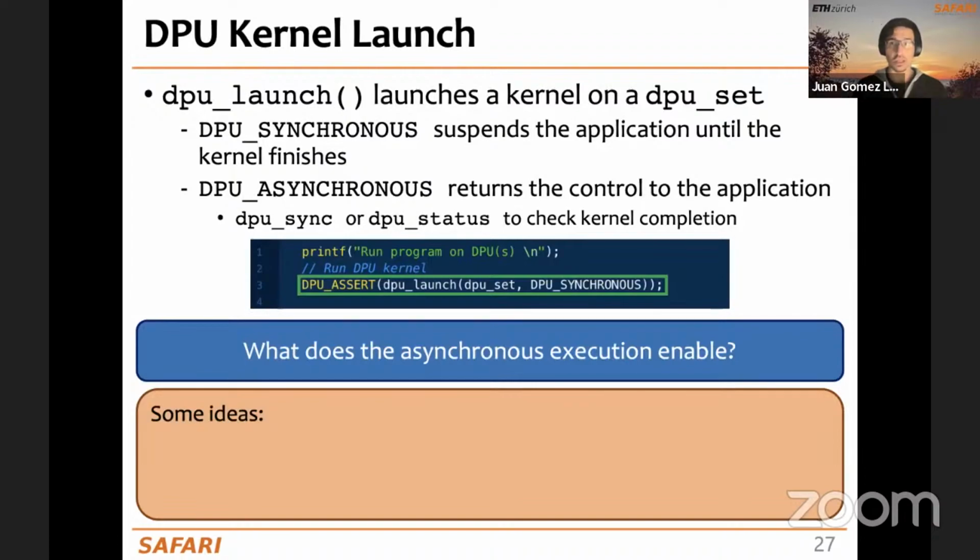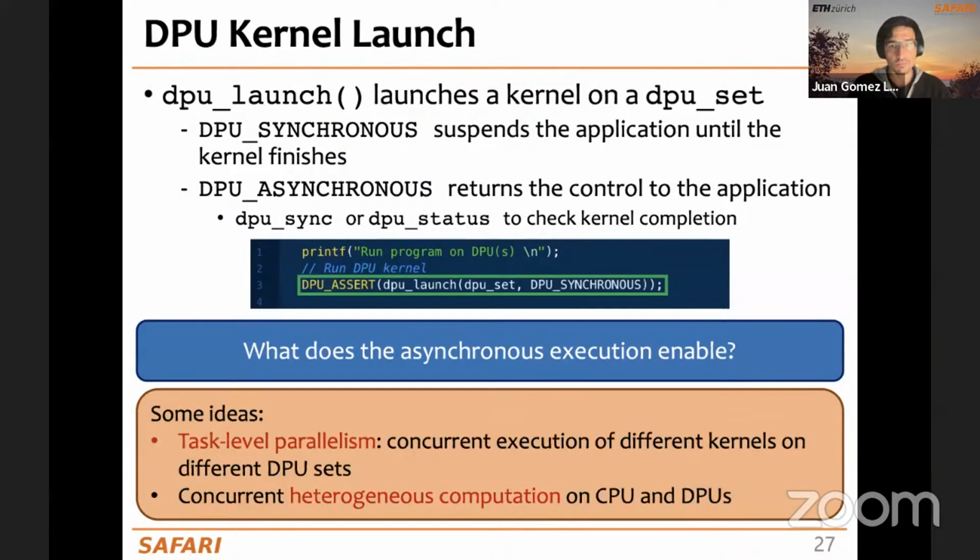That's one possibility. There we are not exploiting task level parallelism. We are simply executing first one task on DPU set 0, and then another task on DPU set 1. But if we use the asynchronous execution, we could do this DPU launch on DPU set 0 asynchronously. This way, the CPU is free and can launch the second kernel on DPU set 1, and this way enable the concurrent execution of both kernels on different DPU sets.